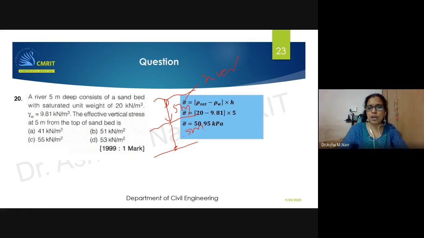So what is going to happen? Sigma dash is equal to gamma sat minus gamma W into H. What is the value for gamma sat? It is given as 20, and also you know gamma W is 9.81. So 20 minus 9.81, the whole into 5, which is nothing but 50.95 kPa.